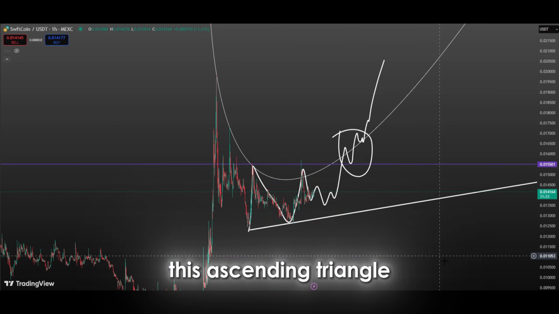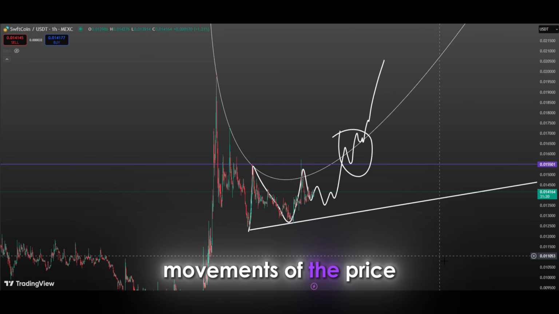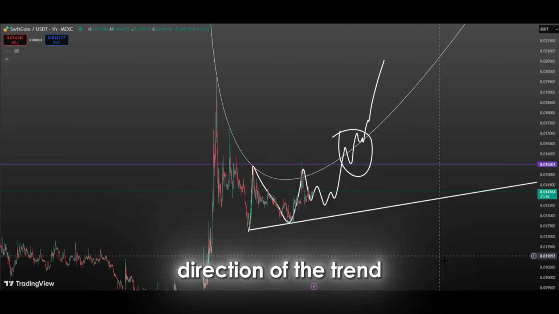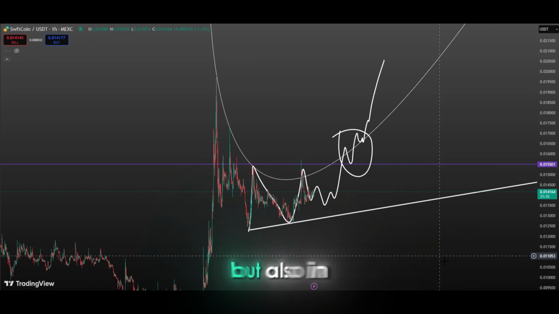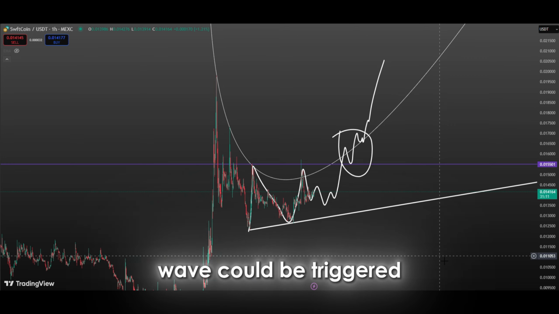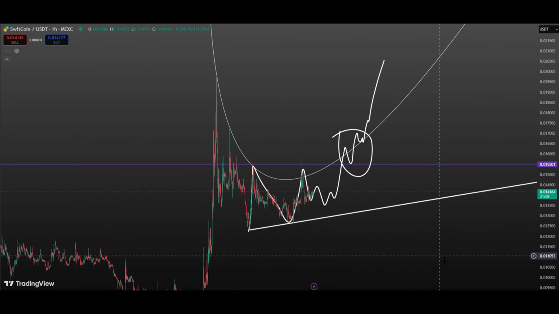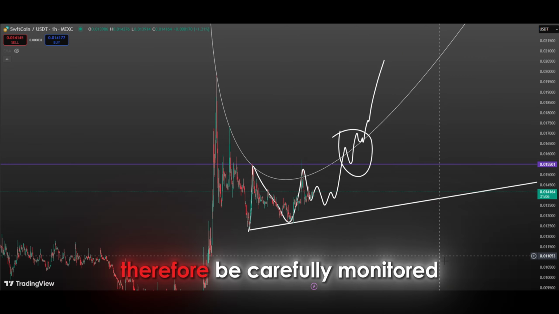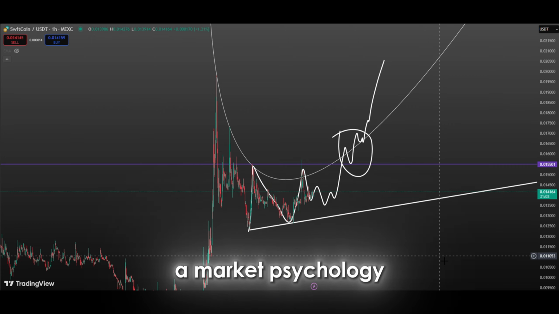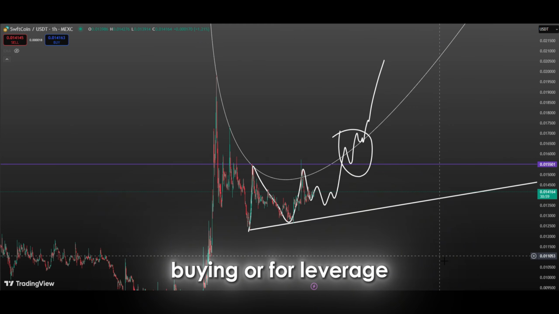In short, this ascending triangle that we observe on the chart is currently playing a key role for the future movements of the price. The direction of exit from this structure may determine the direction of the trend not only in the short term but also in the medium term. In case of an upside breakout, a new bullish wave could be triggered, and the price could potentially break through the pattern target and reach higher levels. The behavior of this triangle should therefore be carefully monitored, not only from a technical point of view, but also from a market psychology point of view. We can wait for the price to break the purple line for buying or for leverage.